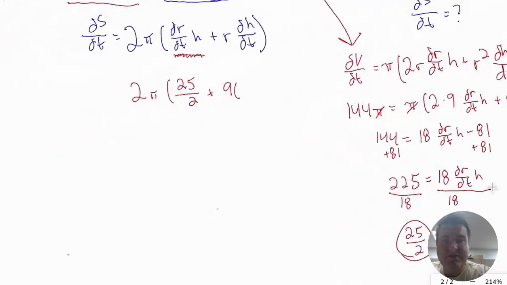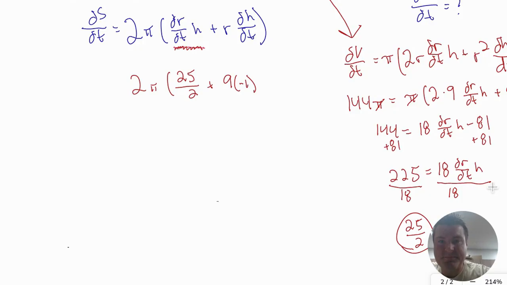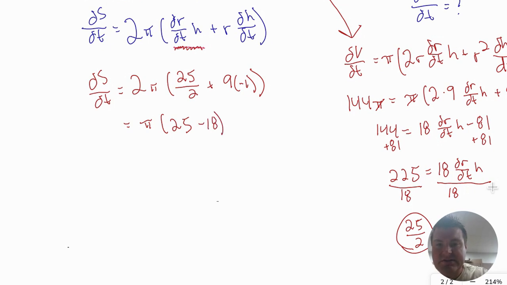And then I have dh/dt, which is -1. And this is what ds/dt is equal to. I have everything now, and I'm totally good to go. I am going to distribute that 2 all the way through. So I'm going to get pi times 25 minus 18, because I'm going to get 9 times -1 times 2, which is -18. And that's what ds/dt is.